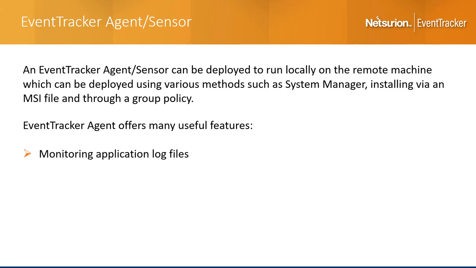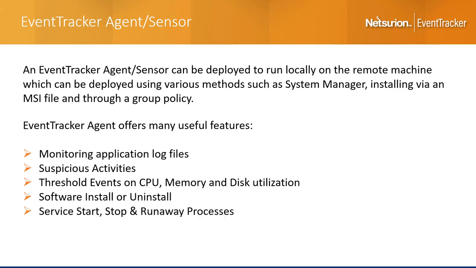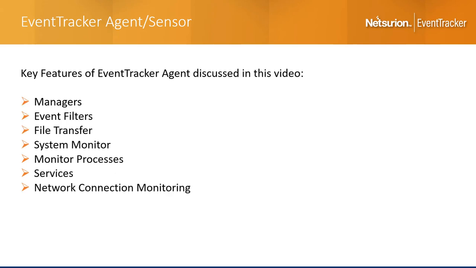In addition to sending entries from the event log, this agent or sensor offers many useful features including monitoring application log files, suspicious activities, threshold events on CPU, memory, and disk utilization, software install or uninstall events, service start, stop, and runaway processes, and monitoring TCP or UDP network activities. It can send events with guaranteed delivery in a TCP mode and offers a sophisticated set of filters to limit event transmittal and performs automatic backup and clearing of the Windows event logs. Now, we shall take a brief look at some of the key features in EventTracker Agent configuration.